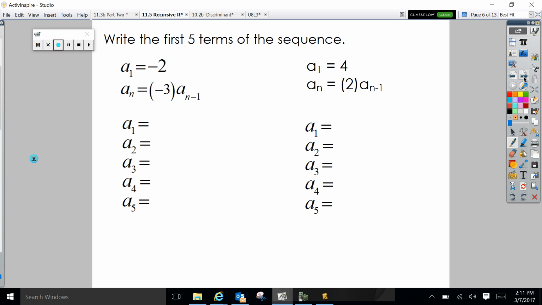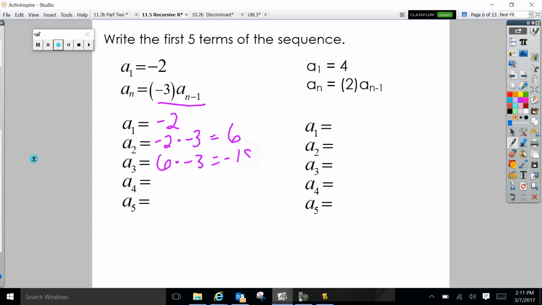So let's practice using the recursive rules to find the terms in the sequence. This tells me that the first term is -2. Then the rule is you take the previous term times -3. So to find the second term, I take the previous term, -2 times -3. That's 6. To find the third term, you take the previous term, 6 times -3.